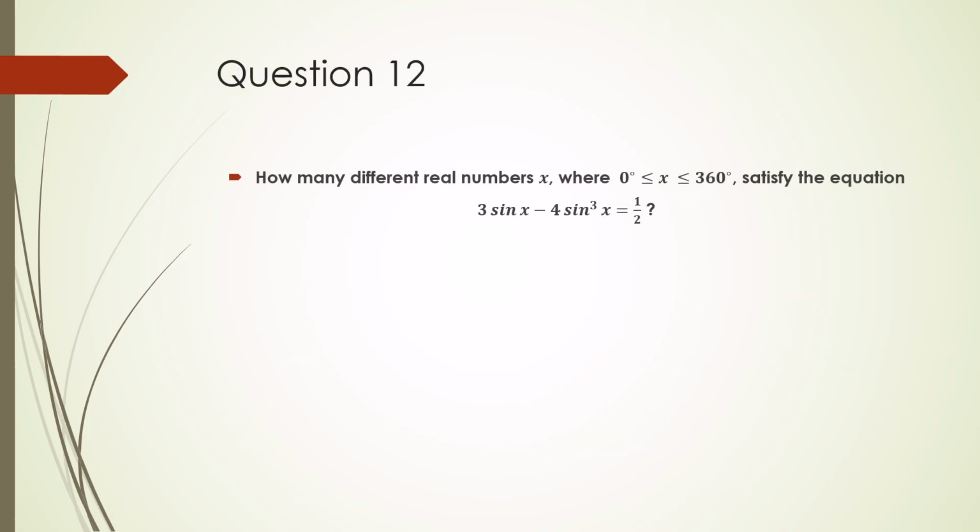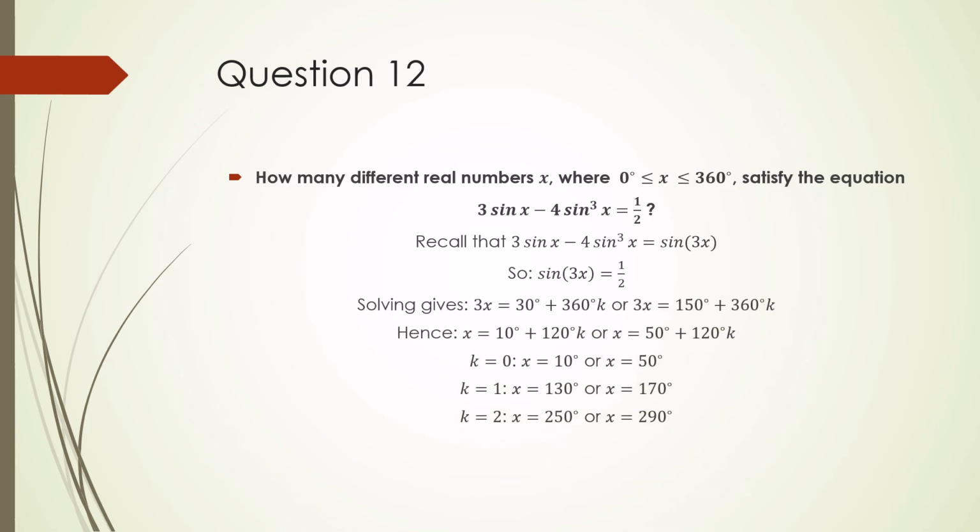How many different real numbers x, where 0 degrees is smaller or equal to x is smaller or equal to 360 degrees, satisfy the equation 3 sine x minus 4 sine cubed x equals half? The equation given is 3 sine x minus 4 sine cubed x equals half, and we can use the identity 3 sine x minus 4 sine cubed x equals sine 3x. And so the equation will simply become sine 3x equals half. And we can try to solve for 3x here.